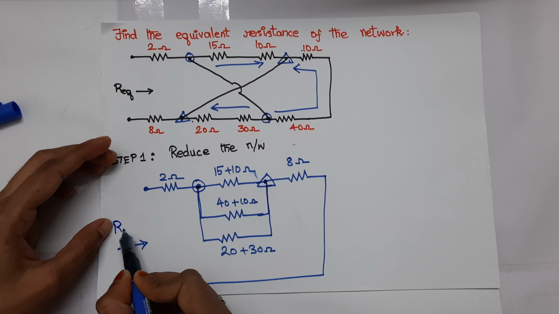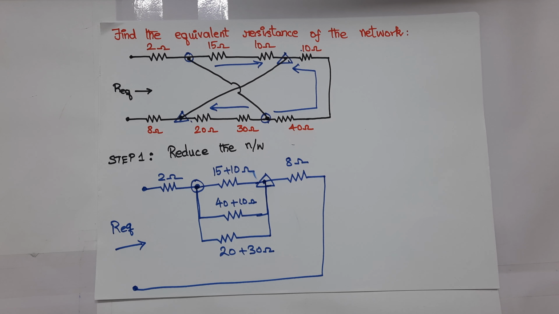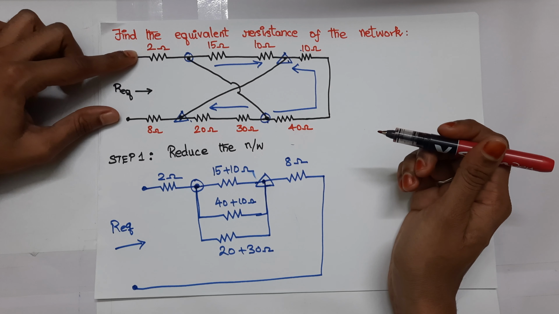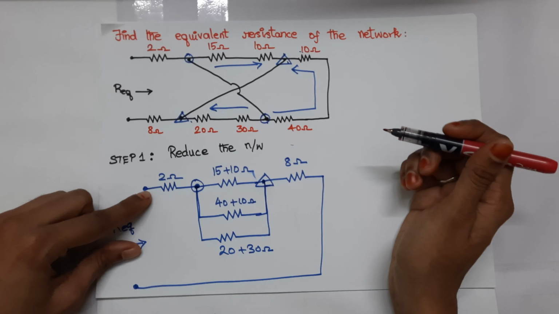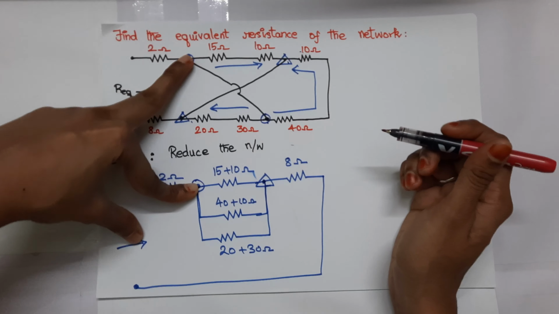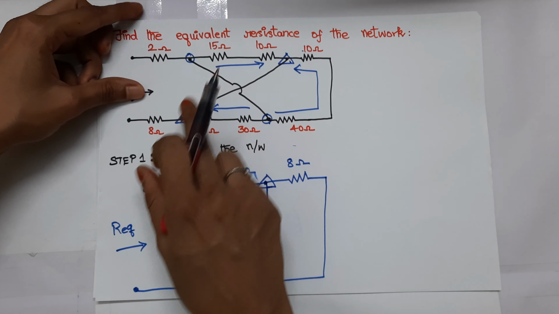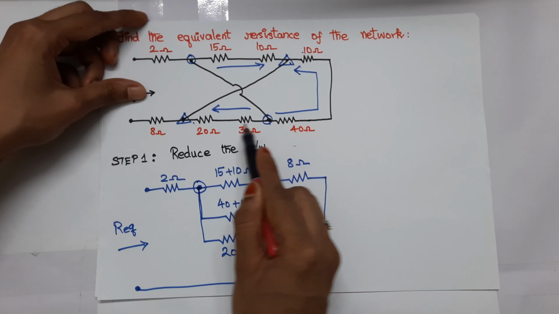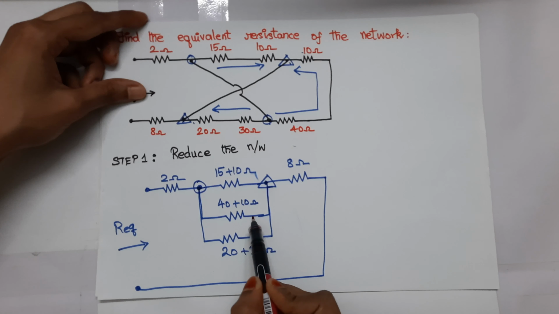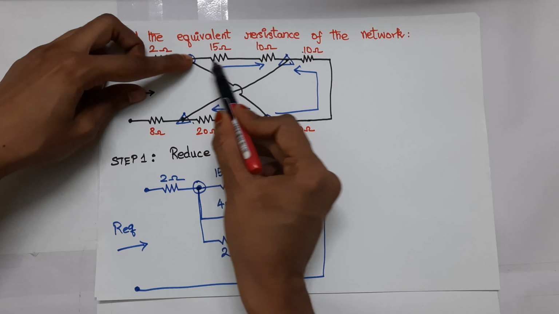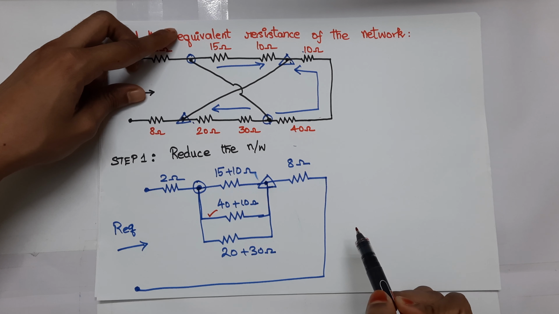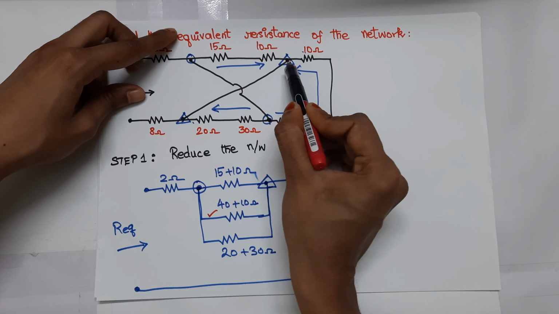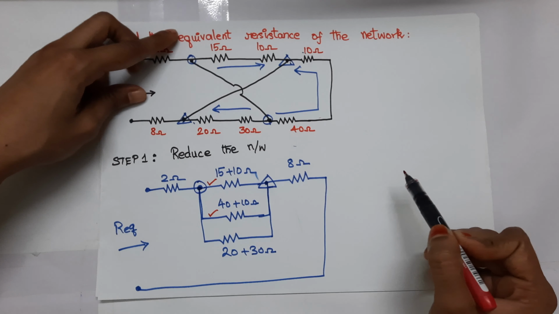Both these networks are the same. Just to verify, I am imagining that I am passing a current. So a current is going into the 2 ohm to the circle node. Then in the circle node, I have 3 paths: first path, second path, third path. All these 3 paths are terminating into the triangle node. Each of the paths, including the 20 plus 30, is also terminating in the triangle node.